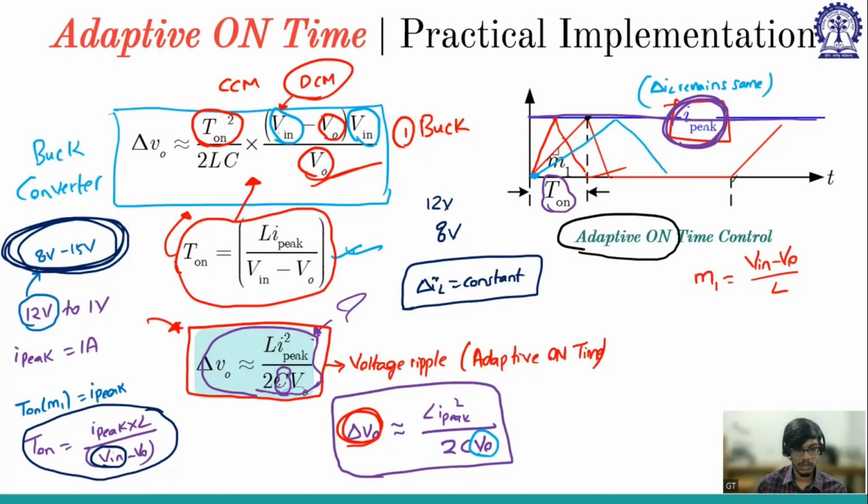Understood? Yes, sir. Basically, in constant on time, delta V naught is bound to change. Whereas in the adaptive on time, we are making it equal through I peak. So I peak we are making constant, and we have seen that delta V naught is also constant because it is proportional to I peak square, and it does not have the V in dependency either.